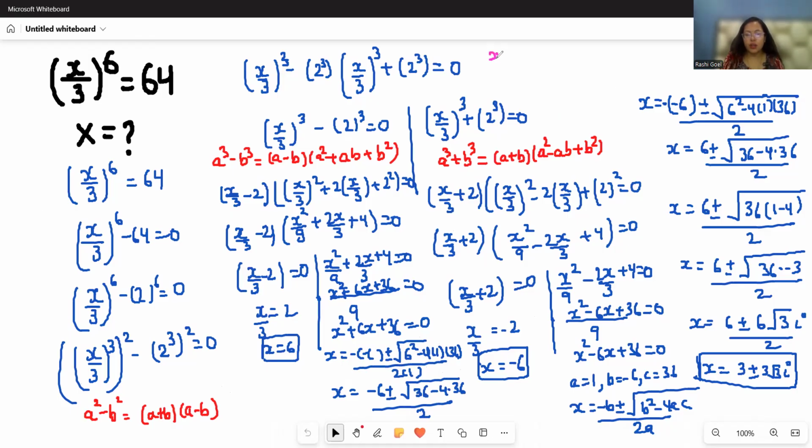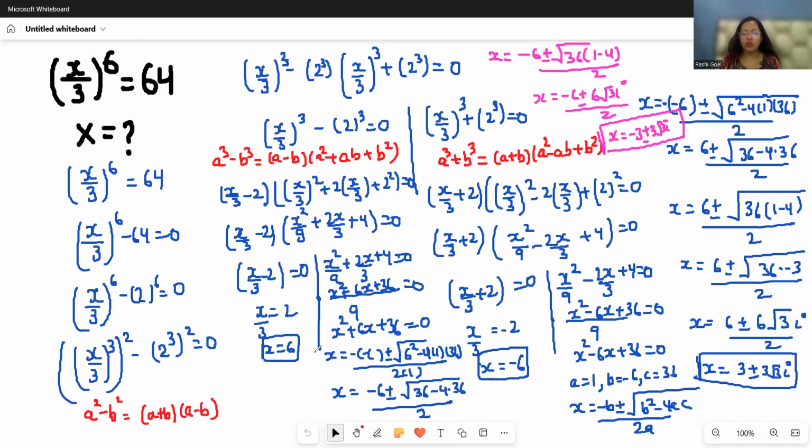So x equals minus 6 plus minus under root 36 times (1 - 4), by 2. So x equals minus 6 plus minus, this becomes 6 root 3 iota by 2. If you take 2 as common, so x equals minus 3 plus minus 3 root 3 iota.